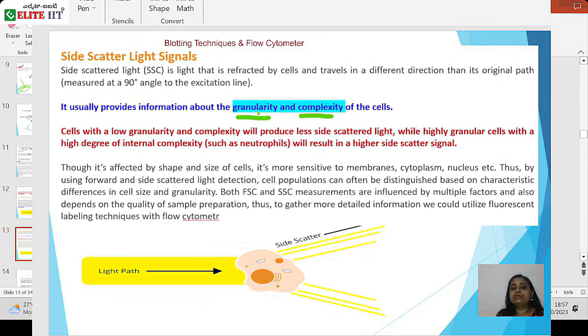So granularity also comes under complexity, you can consider. How complex a cell's form is: if the form is more complex and more granular, that means more side scatter light. Cells with low granularity and complexity will produce less side scatter light, while highly granular cells with a high degree of internal complexity will result in a higher side scatter signal. This is the main thing in the case of side scatter light. Clear? Okay.